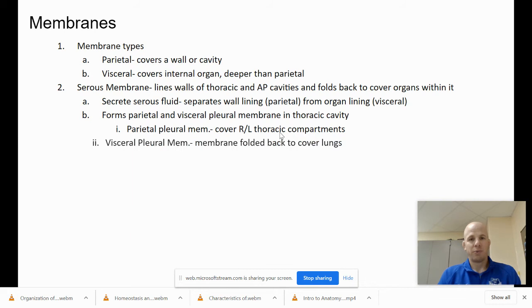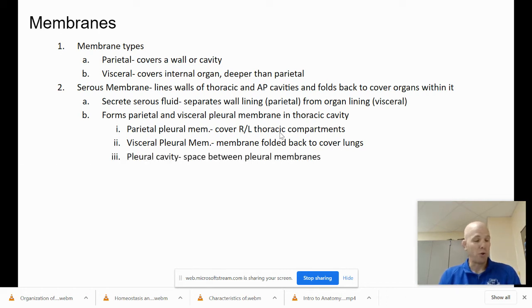So here, that's just what I just said. Visceral pleural membrane covers the lungs, and then the parietal covers the compartments. An important thing to remember is that if I have a membrane covering the cavity and a membrane covering the organ, then there's going to be a little bit of space between them, although it's very, very little. That's going to be filled with fluid, and that's called the pleural cavity, the space between the visceral and the parietal pleural membranes.